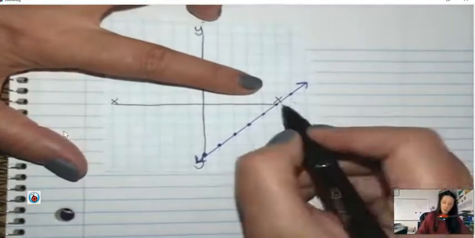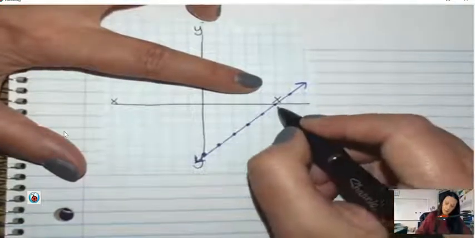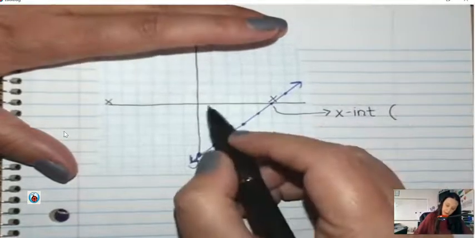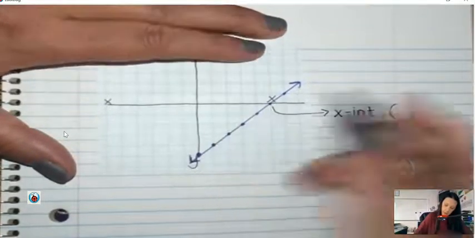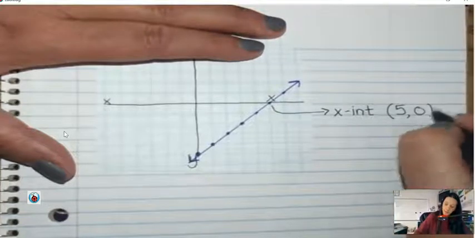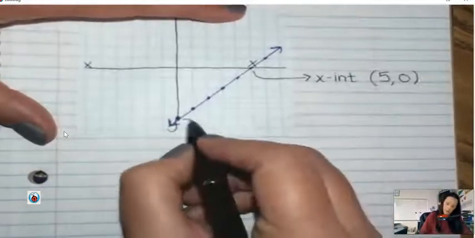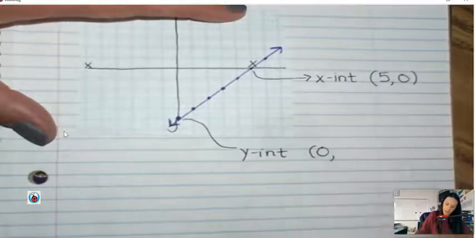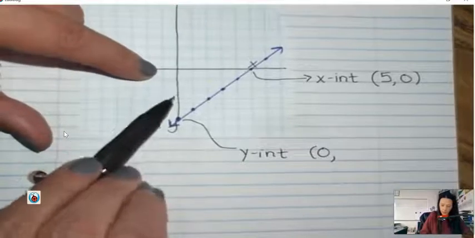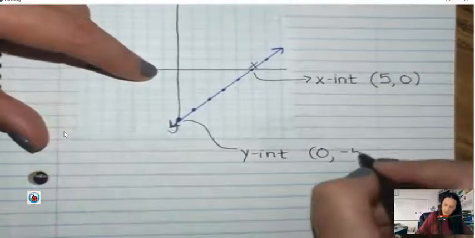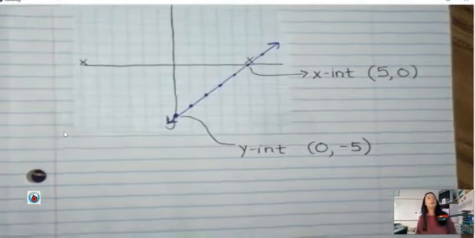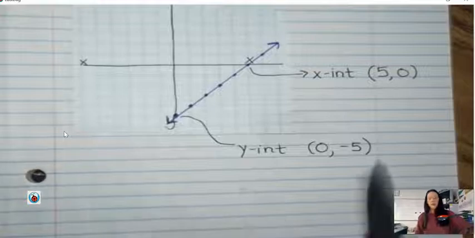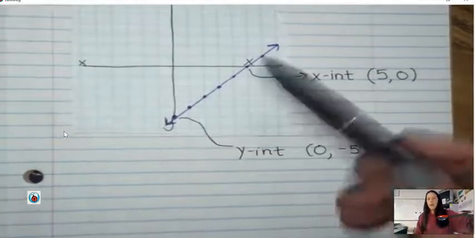So your x-intercept is where it hits the x-axis. So that's right here. Your x-intercept is at positive 1, 2, 3, 4, 5. So (5, 0). Right down here is your y-intercept, and that is at (0, -5). Okay, any questions on that? Super easy. So obviously if they give you a graph, it's easy to find the intercepts. You just look at it.